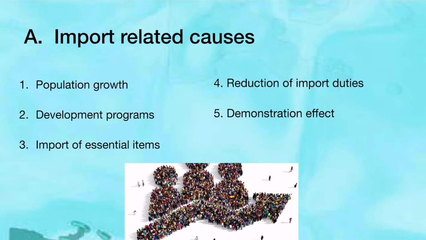Point A, import related causes: population growth, development programs, import of essential items, reduction of import duties, and demonstration effect. These are the 5 major causes why we have disequilibrium. The number one, of course, is population growth.